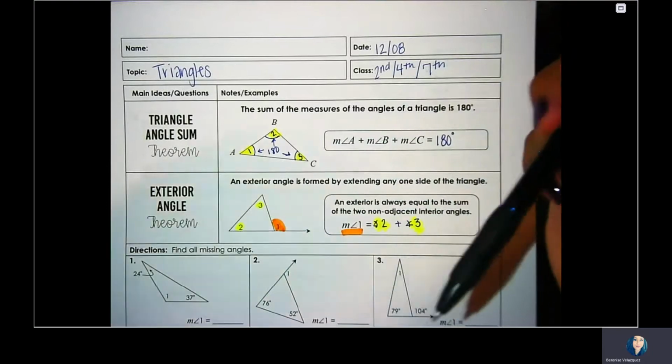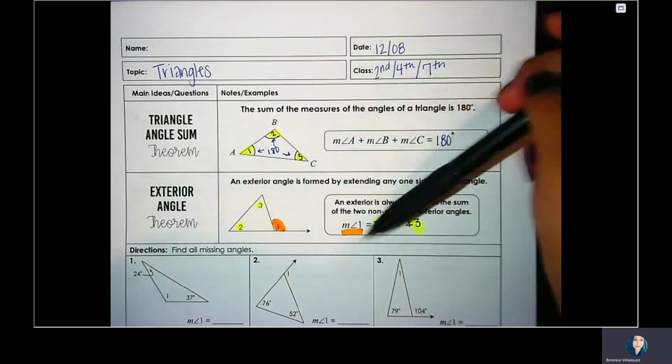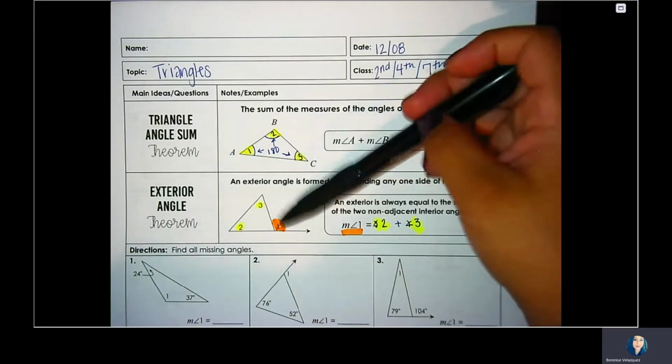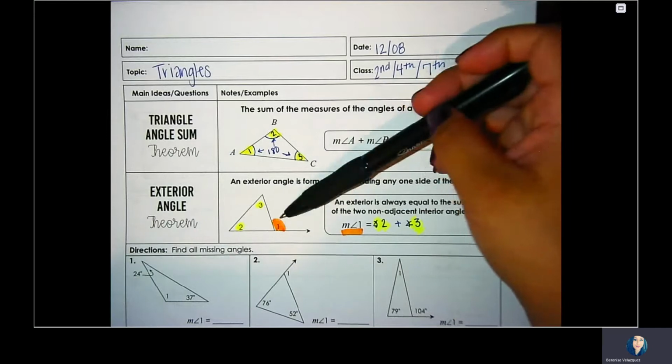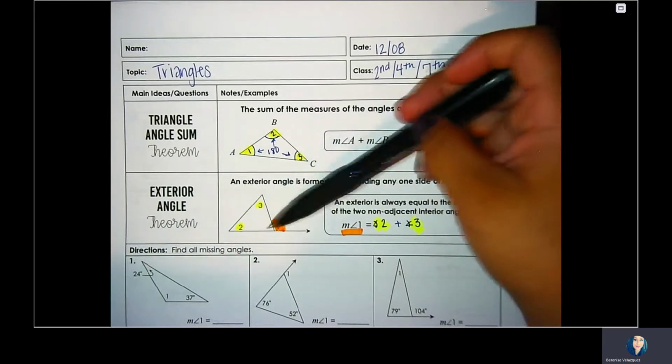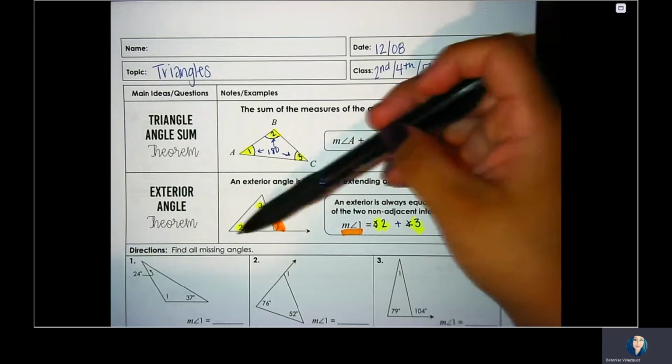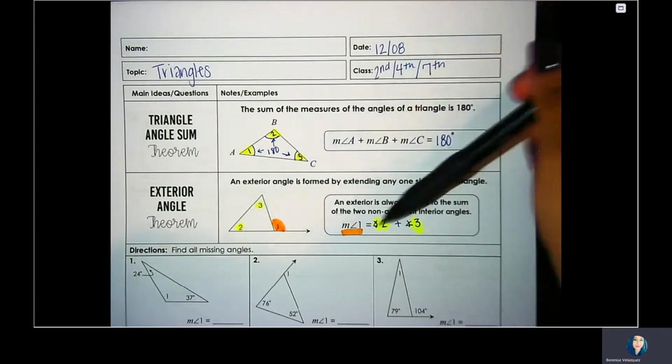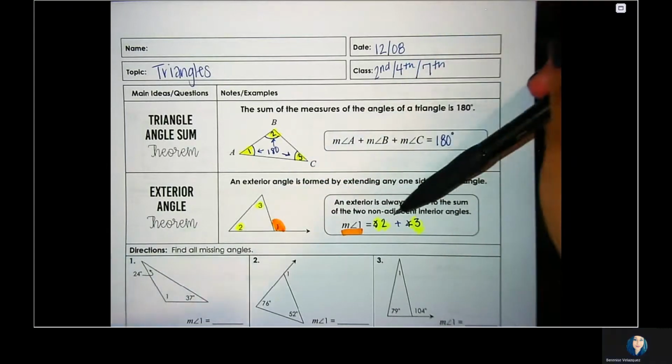But again, it's easier if you know this theorem, which is when you're finding the exterior angle, take the 2 angles that do not touch it, so they do not touch this angle, and you add them together. So that's what it means by non-adjacent.